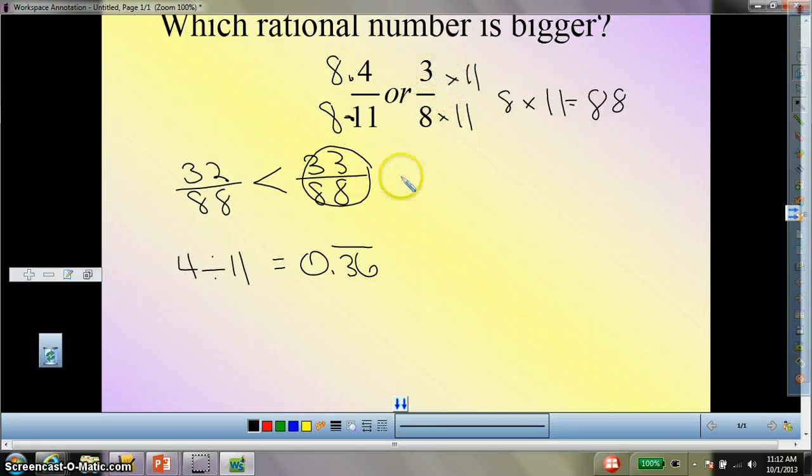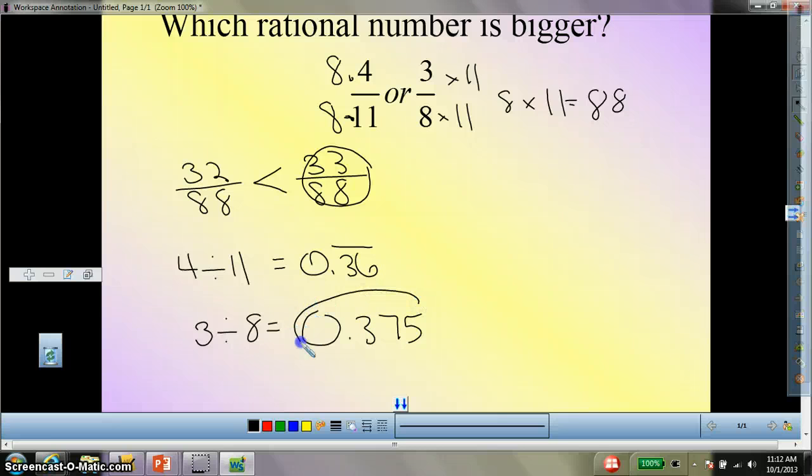Then we have 3 divided by 8. That is 0.375. And when we're comparing these decimals, we start with their tenths place. 3 and 3, those are the same. Then we go to their hundredths place, 6 and 7. Since 7 has a bigger value, this decimal is larger.